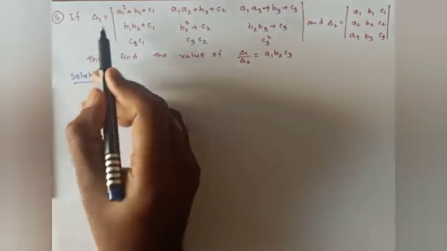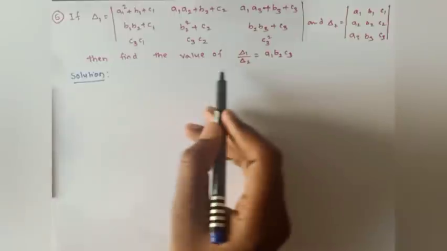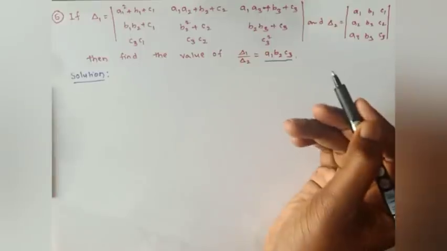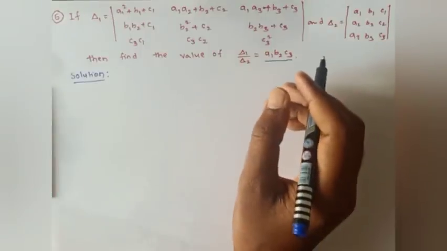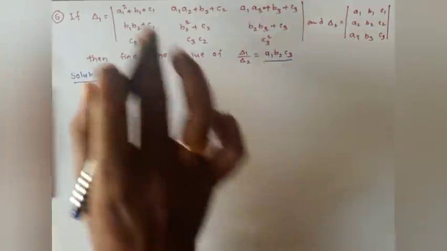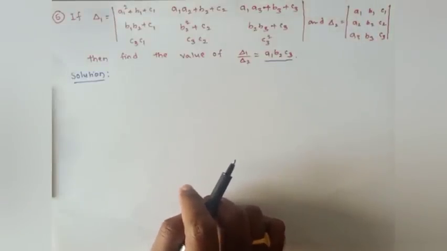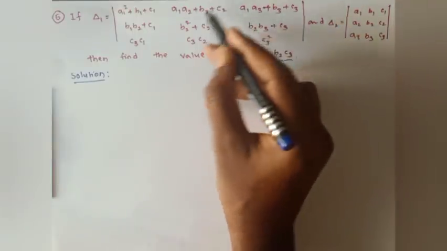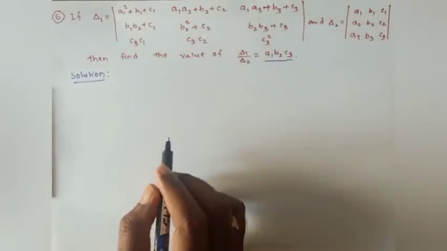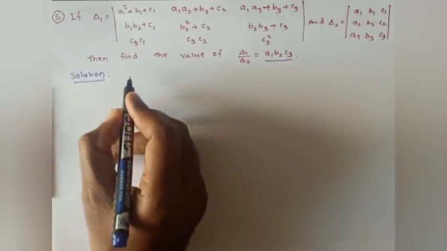See the sixth problem. If delta 1 is this one and delta 2 is some other determinant, then find the value of delta 1 by delta 2, which is A1 into B2 into C3. Okay, so by simplifying these two things, we may get delta 1 by delta 2. So try to find the value of delta 1 and delta 2. Then substitute here, delta 1 by delta 2 is maybe A1 into B2 into C3. So first, try to simplify this determinant. It looks somewhat complicated, but it is very easy. A1 B1 C1, A2 B2 C2, and A3 B3 C3 is there. Then try to simplify this.